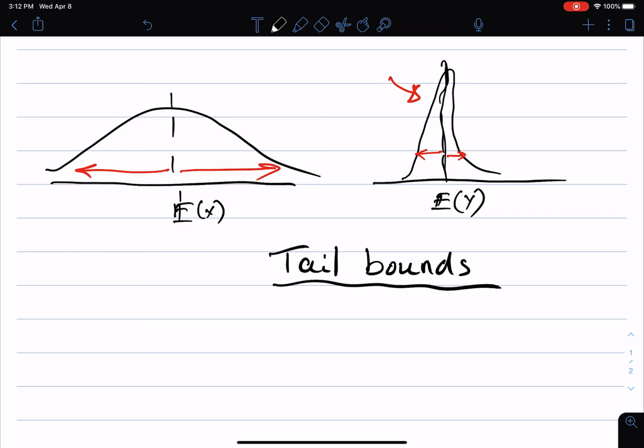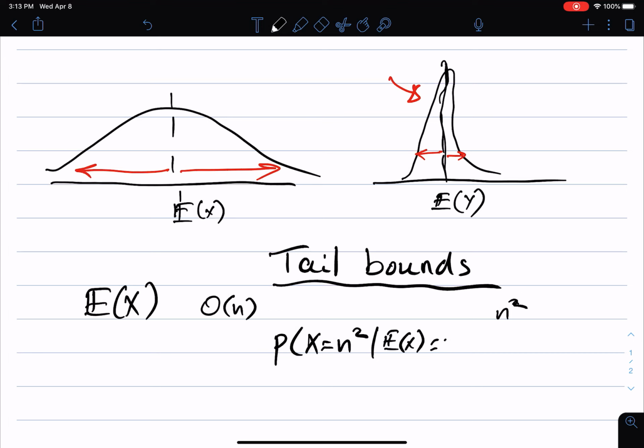For example, one of the important uses here: we have already seen how we use the expected value to analyze the average case running time of linear search. So if we say the average case running time of linear search is O of n, well, O of n is the average, but is it possible that for some inputs linear search will take n squared and so on? So the question we are interested in is, what is the probability that x takes n squared, given, for example, that E of x is n? So how far can we be, and what's the probability?